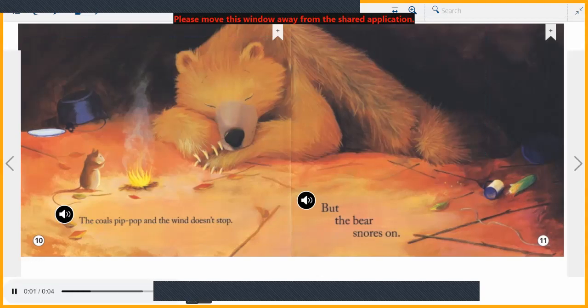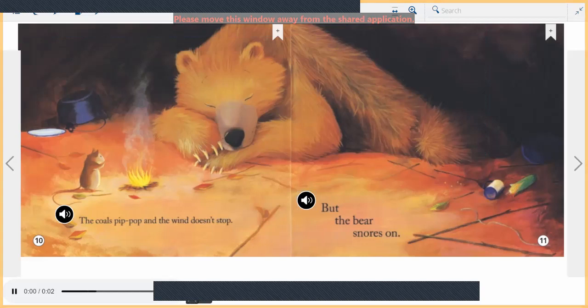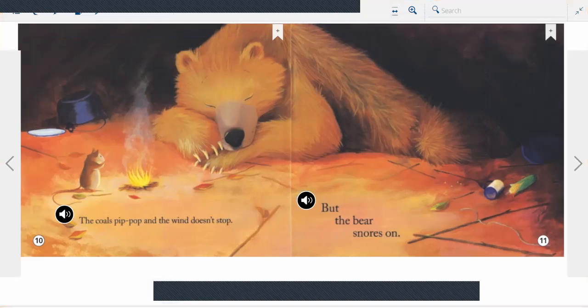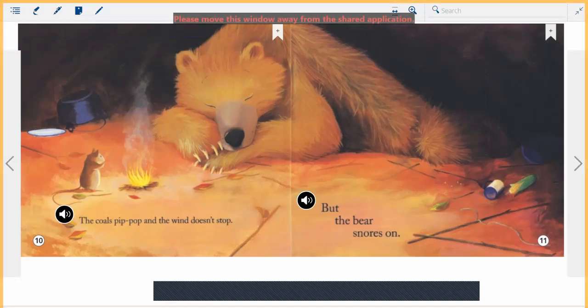The coals pip-pop, and the wind doesn't stop. But the bear snores on. So Bear keeps sleeping while the mouse makes a fire. So my prediction that it would be hard to wake up the bear was correct.